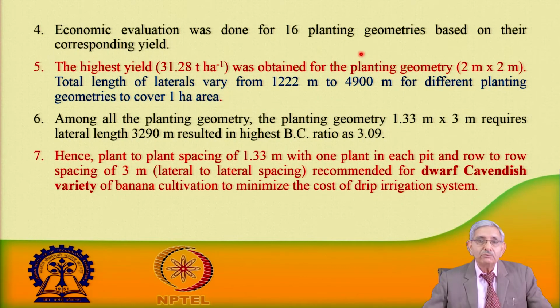Altogether there were 16 planting geometries which we considered, and we found that the 2 meter by 2 meter spacing gives the best response. From the length point of view, the length of the lateral in the different planting geometries varies from 1222 meter to 4900 meter.